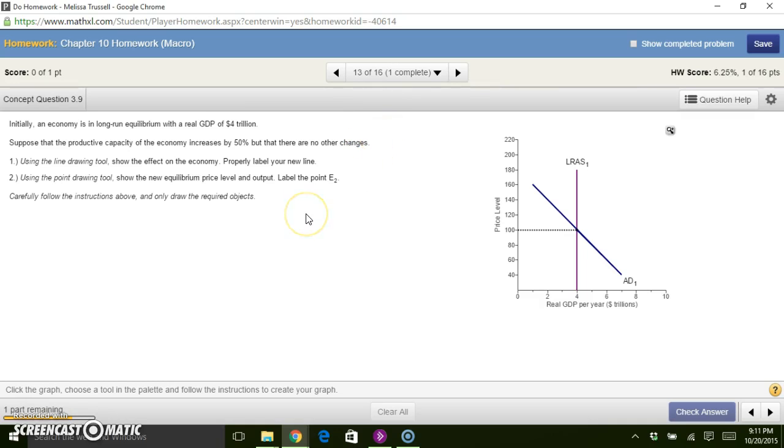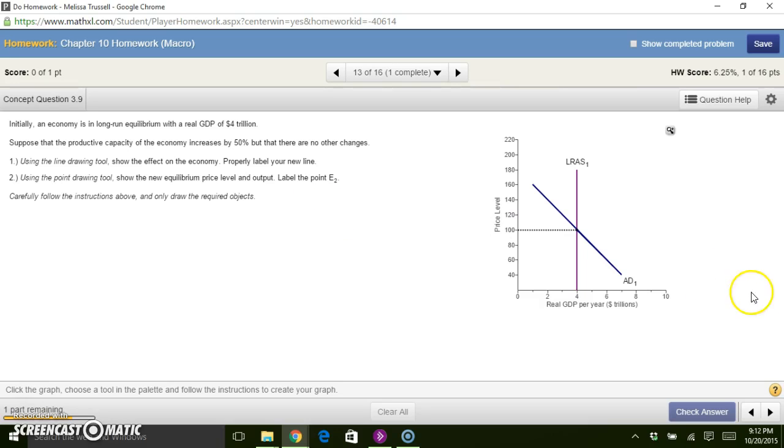So when the productive capacity of the economy increases, this is not a change in demand in the economy. This is a change in supply because the suppliers are the producers, right? So when productive capacity increases, that means that the amount that we can produce increases, which means our supply increases. And we're told that it increases by 50%. So that tells us exactly how much it increases.